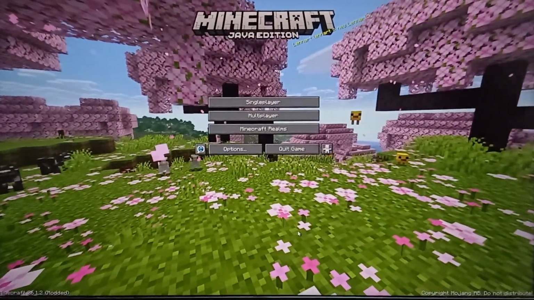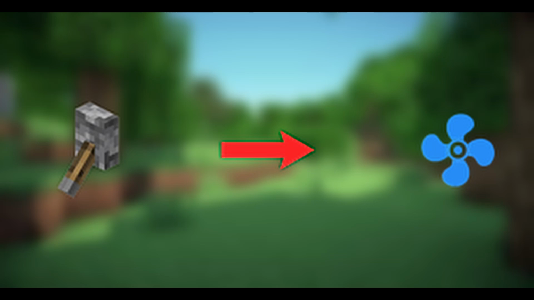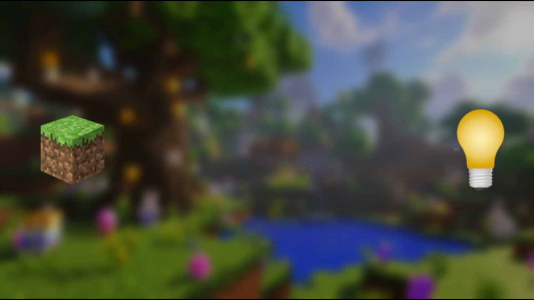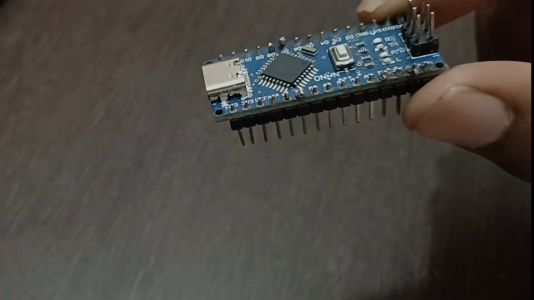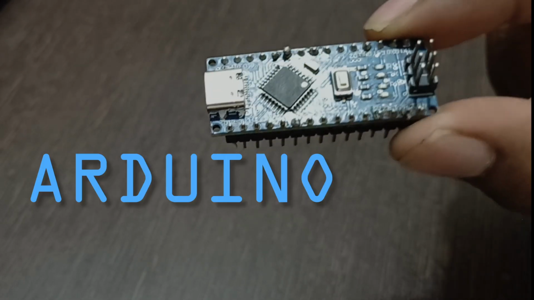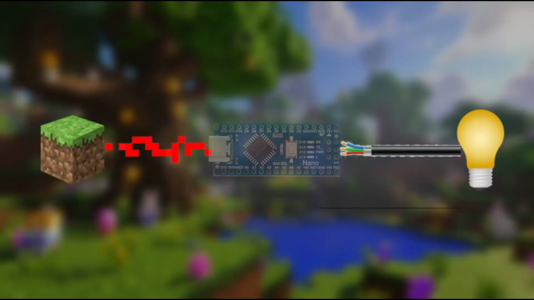One day, when I sat down to play Minecraft, I forgot to turn my lights off and turn my fan on, which made me wonder if there is a way to control them directly from Minecraft. Well, to control something in real life from Minecraft, I needed a bridge to connect the game to reality. And that's where this $2 microcontroller comes in, the Arduino Nano. It's going to read data from the game to switch any of the appliances in my home.